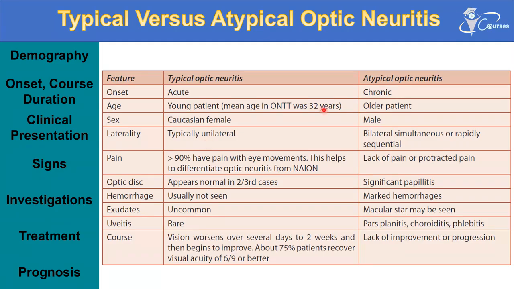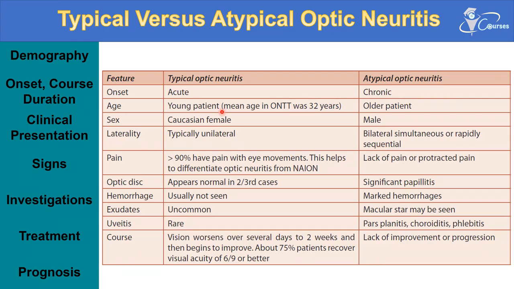But for the atypical, it is bilateral simultaneous or rapidly sequential, which may denote, if you are just thinking about it, that there is something going on. There is some sort of intraocular inflammation that is affecting the eye and then the other eye, or any cause of systemic disease that will cause intraocular inflammation.